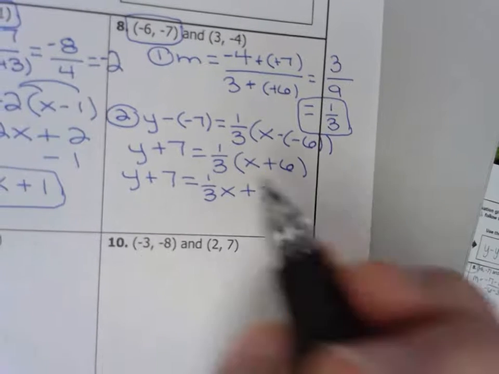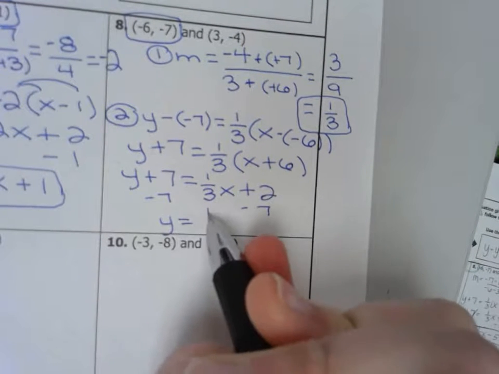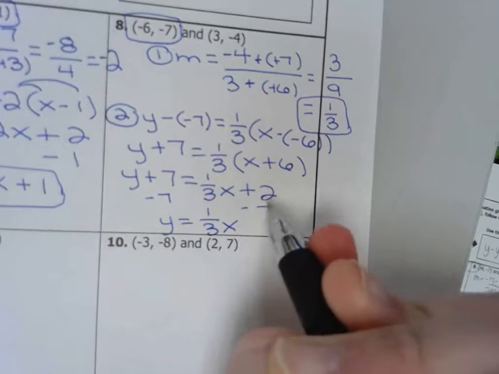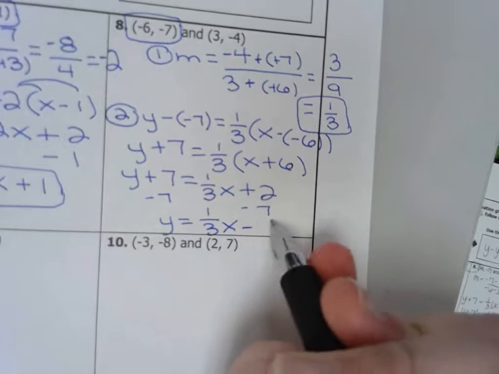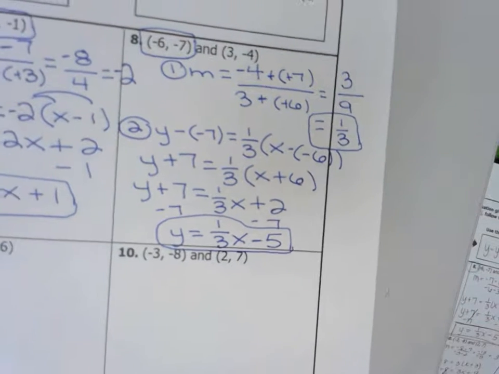And then solve for y. So subtract 7. So y equals 1/3 x, 2 minus 7, negative 5, and that's your answer. Is this over? Yeah. Yep.